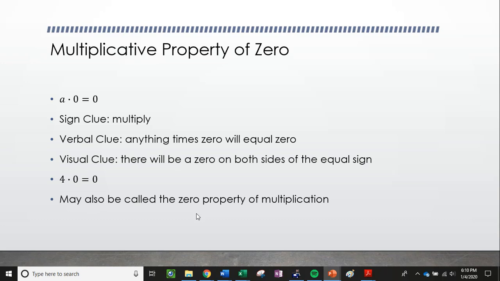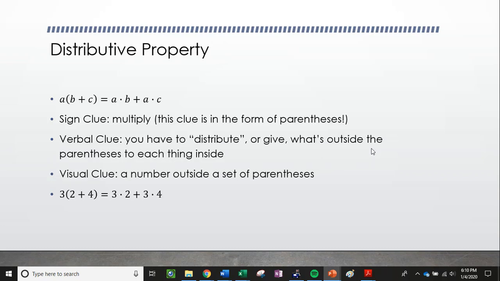Okay, the multiplicative property of 0. This is a very fancy way of saying anything times 0 will equal 0, and we know that this is true. We learned this when we learned our multiplication tables back in grade school. Your sign clue is multiplying. Anything times 0 will equal 0. So when you're looking for a visual clue, there will be a multiplication sign and a 0 on both sides of the equal sign. This could also be called the 0 property of multiplication or the multiplicative property of 0. It sounds much more impressive when you say multiplicative, but nobody's judging. Whichever one you can remember is the one that I want you to go with.